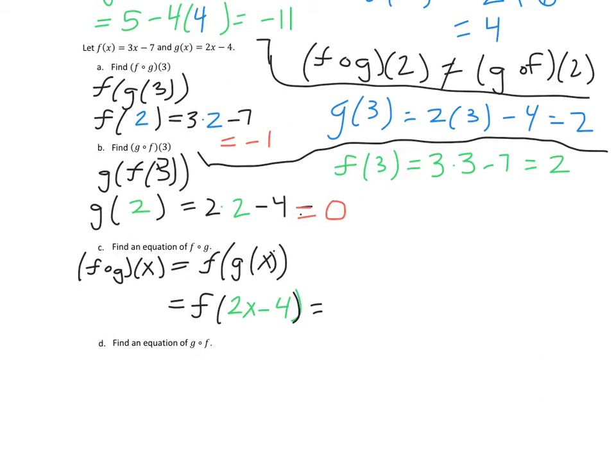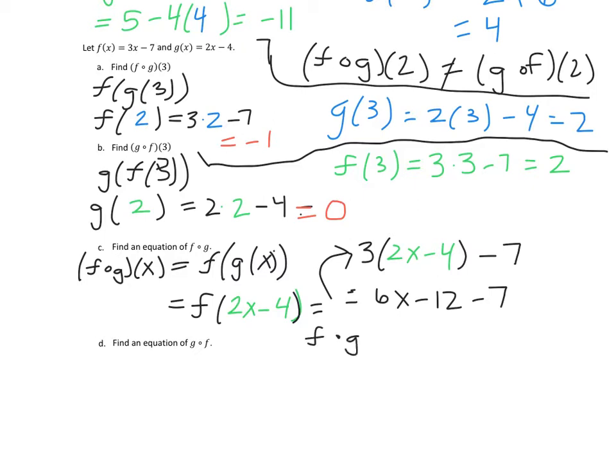All right, so f is, and I'm going to write it up here, 3 times x minus 7. And again, x we're saying is 2x minus 4. That's the input. So let's simplify this. Always simplify to get full credit. That means no parentheses, so we're going to distribute the 3. So 6x minus 12 minus 7. And then combine your like terms. So the equation of f of g of x is going to be 6x minus 19.